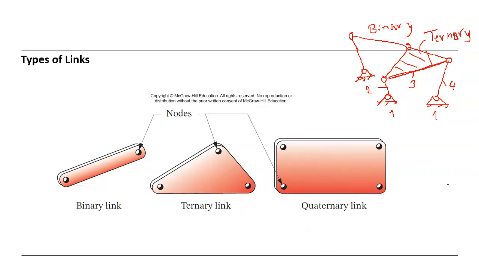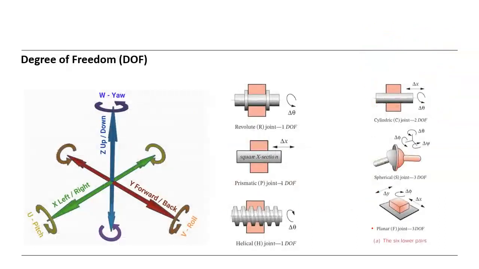If you have a mechanism somewhere, then you shouldn't forget it. Binary link, ternary link, and quaternary link. Binary link had 2 connections, ternary link had 3 connections, and quaternary link had 4 connections. Okay, now let's come to the interesting part of these lessons, degree of freedom.